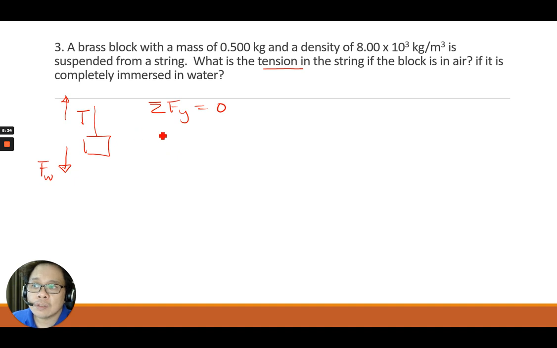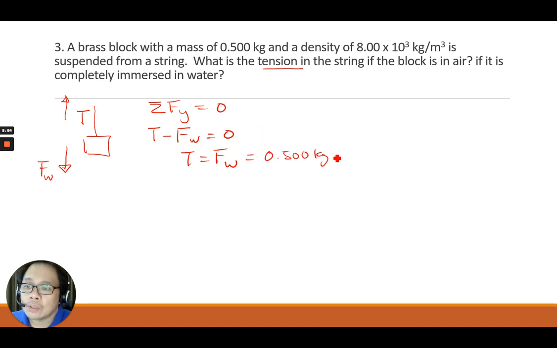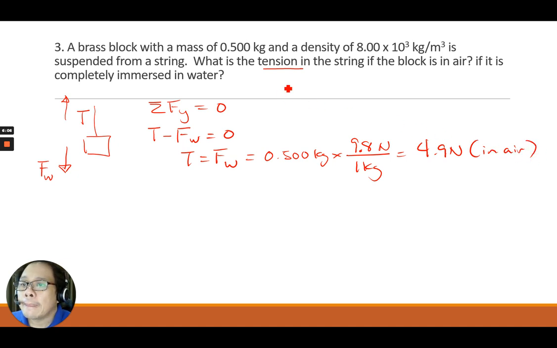What are the forces along the y-axis? The tension going up and the weight going down, and this is equal to 0. So tension is equal to just the weight of the object. Since this is in air, we can just convert the 0.500 kilograms to the weight in newtons. This will give you 4.9 newtons in air. So we are done with the first question.